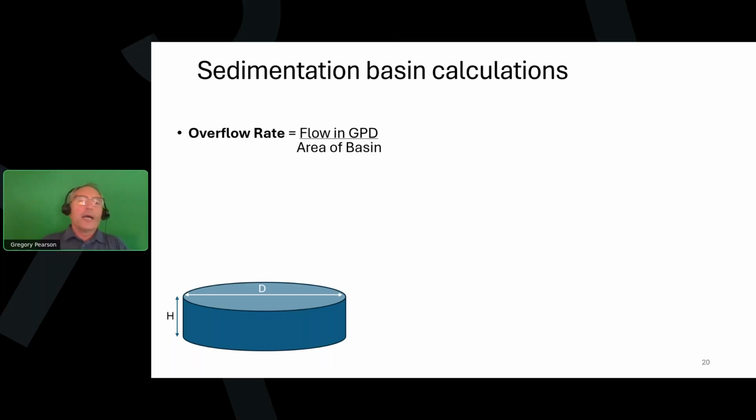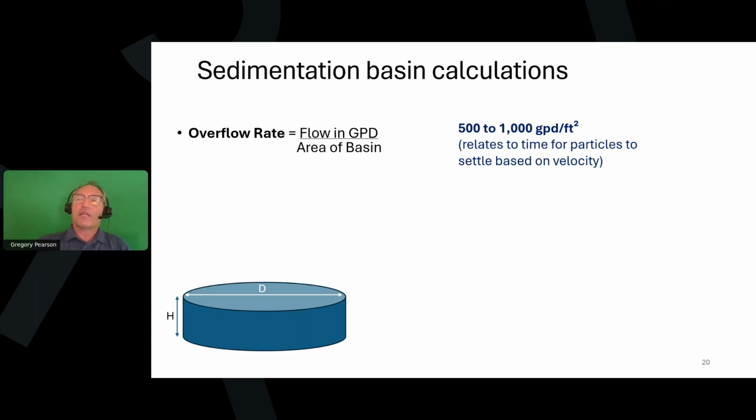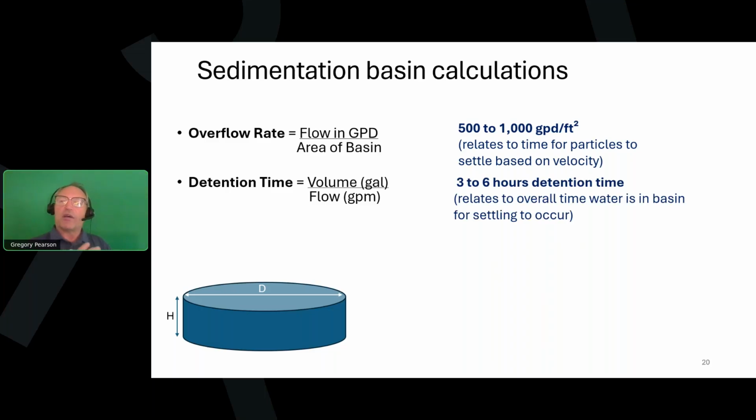Well, let me know. Now there's 3 basic sedimentation basin calculations that we can use. The overflow rate: the flow in gallons per minute or gallons per day divided by the area. That lets us know if we have enough time for the slowest particles to settle. The detention time is the volume divided by the flow, and that lets us know, do we have enough overall time for the water remaining in the basin for the settling to occur?